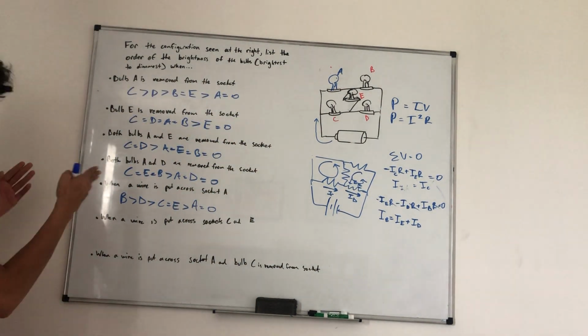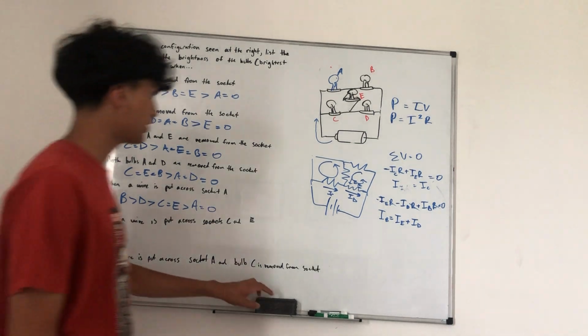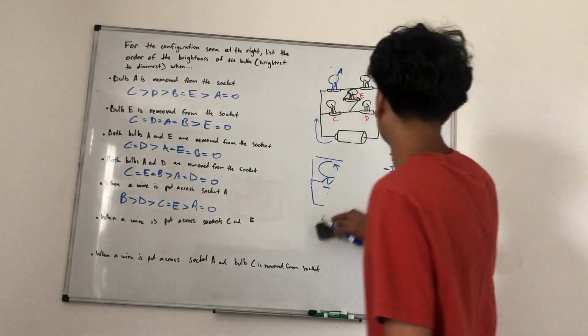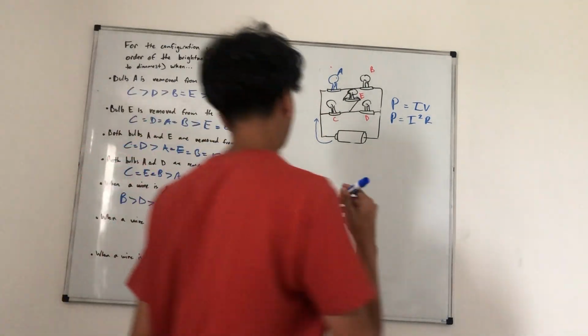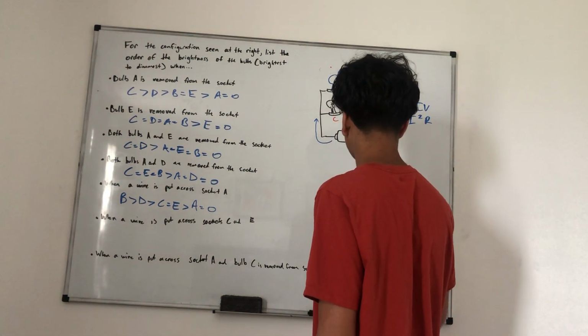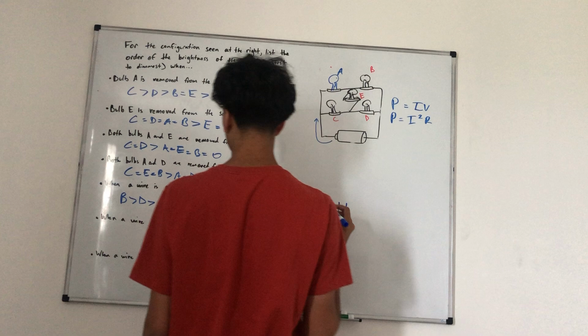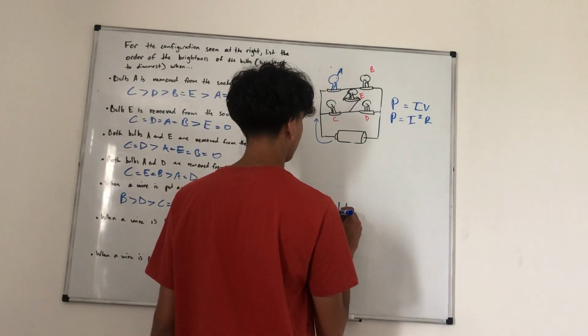That's why I like using Kirchhoff's loop rule. But if there's a better way to conceptualize this, please let me know. If there's any way I can do this without the loop rule, that'd be greatly appreciated. I'm just going to apply the loop rule for these last two. When a wire is put across sockets C and E, if I just redraw this, it's getting a little messy. In this case, so C, when a wire is put across sockets C and E, I would have something like this.